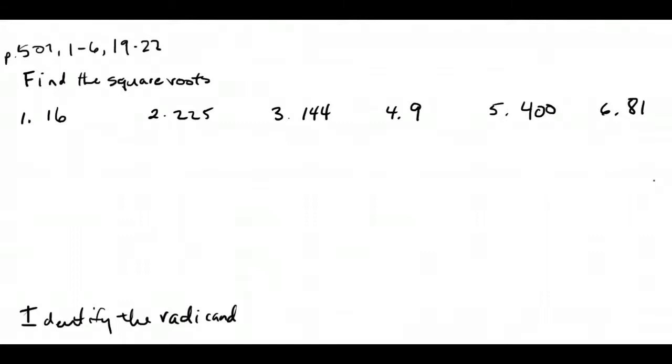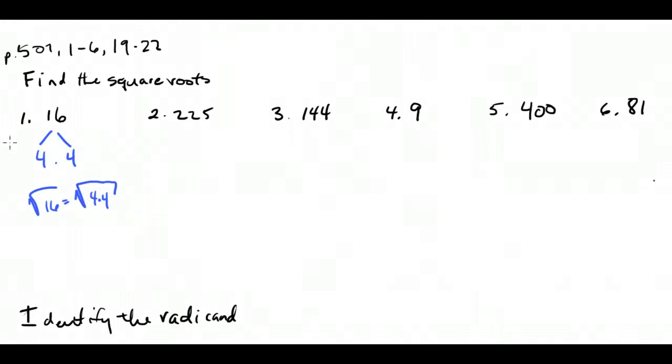So for a number like 16, it's pretty obvious that 16 is 4 times 4, and we know that whenever we're looking for the square root of 16, it's the same thing as saying the square root of 4 times 4. And whenever we have a number times itself underneath a radical, then that number is the principal square root.